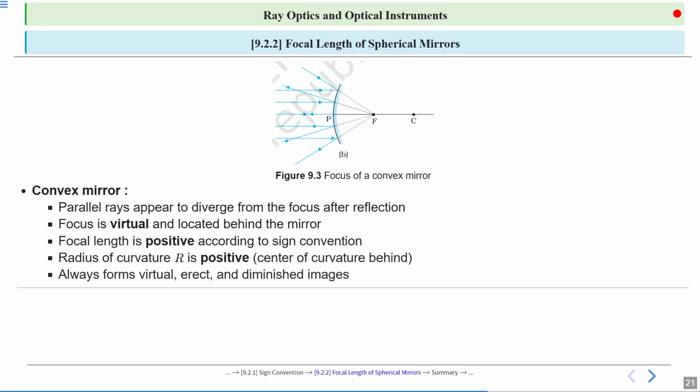Always virtual. So there are 2 cases of image formation. One is beyond F, the other is between pole and F. So there are only 2 cases for the image formation of a convex mirror, and in both cases the image formed will be virtual, erect and diminished. Diminished means small size.